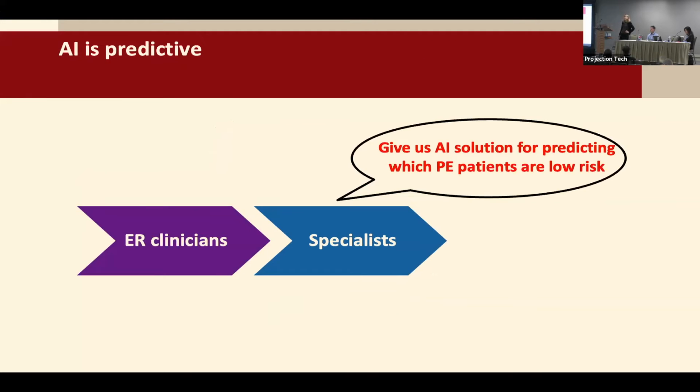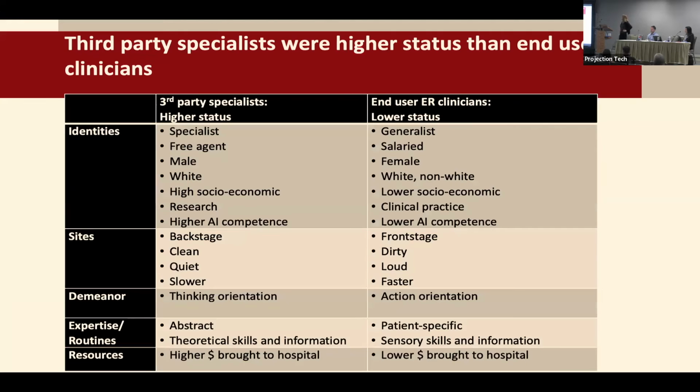And so they came to the developers and said, you know what, give us a tool, AI is predictive, give us a tool that helps predict which patients are going to be low risk versus high risk so that the ER clinicians can intervene earlier in the process. And the people asking for the tool were also higher status than the ER clinician.